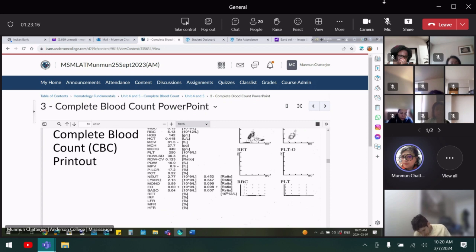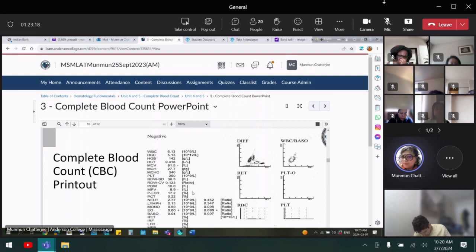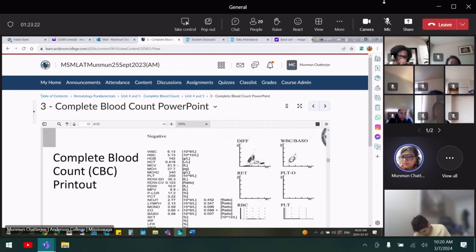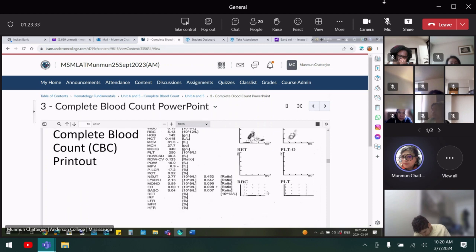So these are the components you can get from the complete blood count, and how the printouts come. They are going to give you the normal range, and if there is an abnormal value, they are going to show you the abnormal value. They are going to be seen by the histogram, I guess.